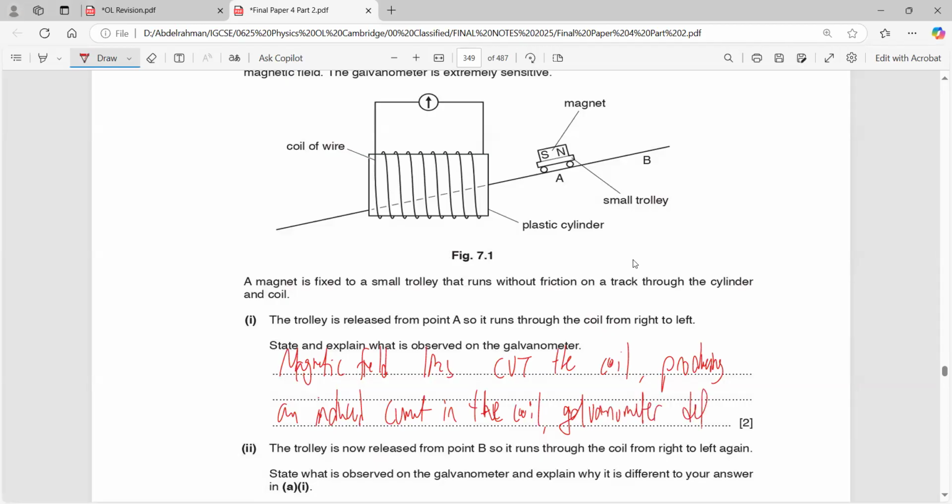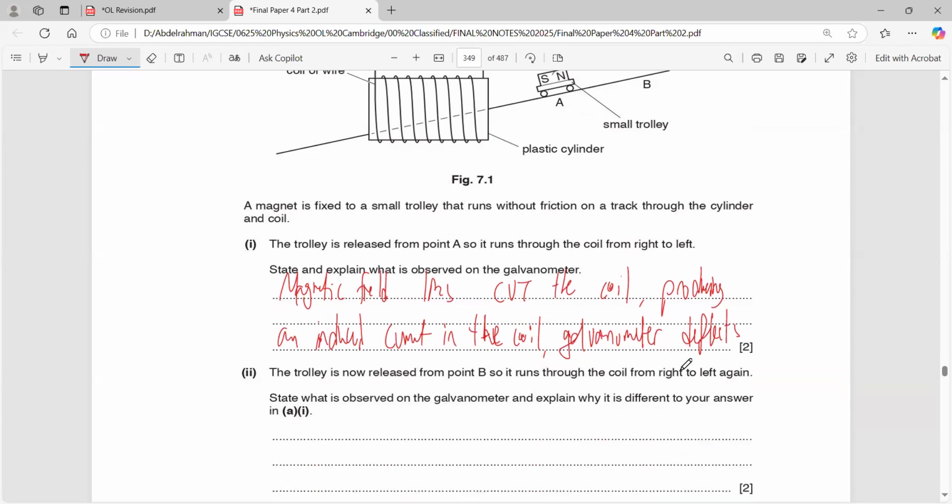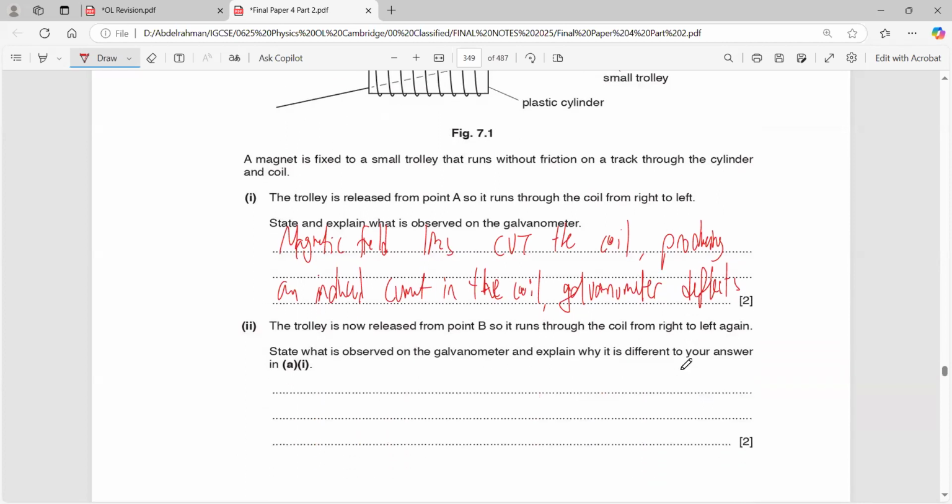The galvanometer deflects, meaning that it will move either to the left or to the right. It will then return back to zero. Why? Because the magnet will move away. The magnetic field will no longer affect this coil. The trolley is now released from point B. State what is observed by the galvanometer and whether it's different or not.